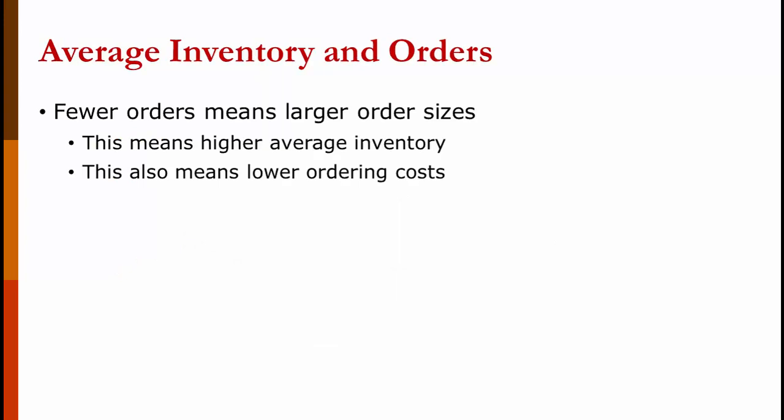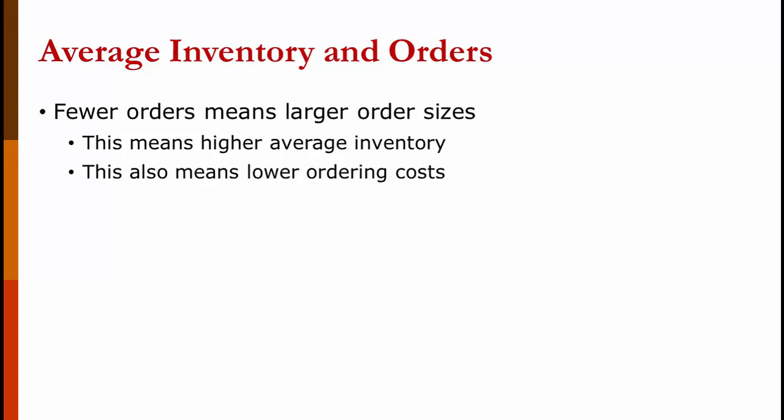The fewer orders we place means that each order is larger. So if you're using 1,200 a year, we can order 100 each month, or we can order 1,200 at the beginning of the year, or lots of other combinations. The fewer orders you place, the larger the order size, the larger Q, and therefore the higher average inventory is. We're placing fewer orders, so we're paying less in ordering cost.